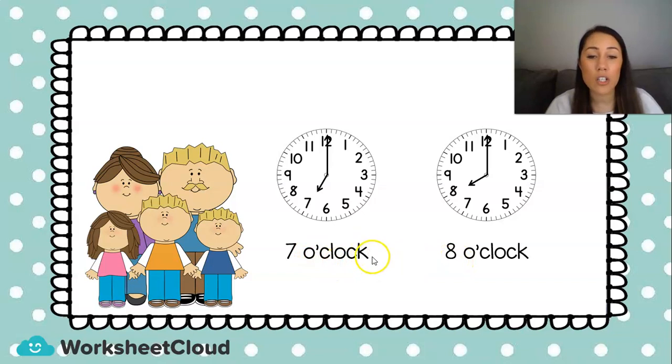So how long do they have to get ready and to eat breakfast and to drive to where they need to be? We said it was 1 hour. So they have 1 hour to do all of those things until they have to be at school or at work. So 1 hour has passed from 7 o'clock to 8 o'clock.